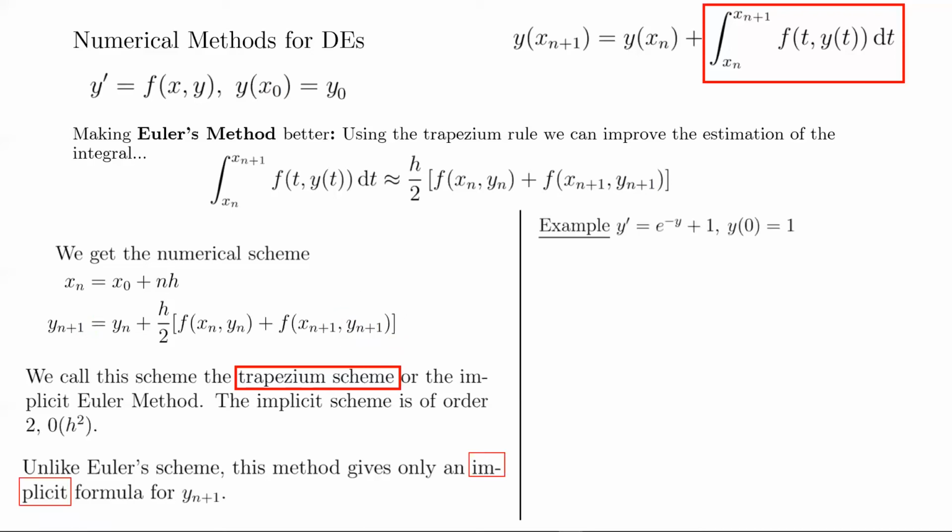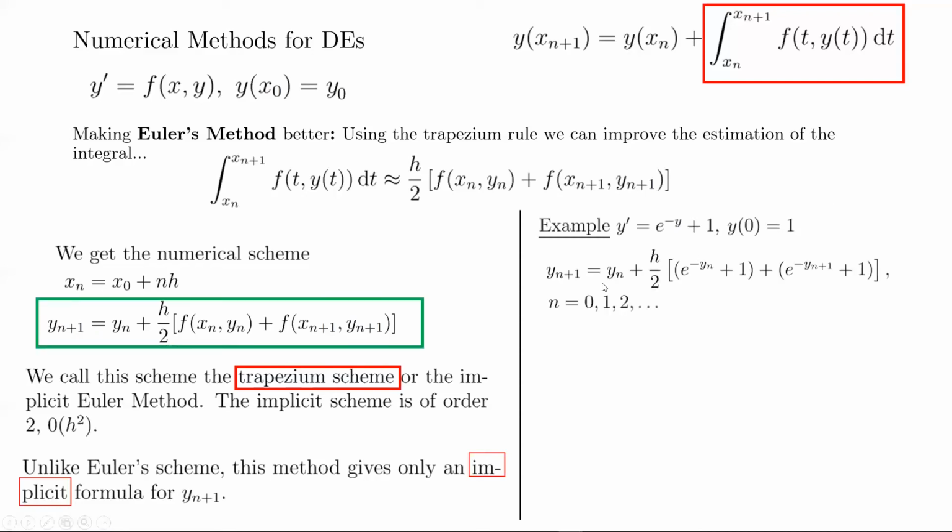Okay, and just to make that a little bit more real, if we have the example initial value problem, y prime is equal to e to the minus y plus 1 with some initial condition, the formula is telling us, this trapezium scheme formula is telling us, y of n plus 1 equals y of n plus step size h over 2 times the function, which is the right-hand side of the ODE, evaluated at yn, so e to the minus yn plus 1, plus the function evaluated at yn plus 1, so e to the minus yn plus 1 plus 1.